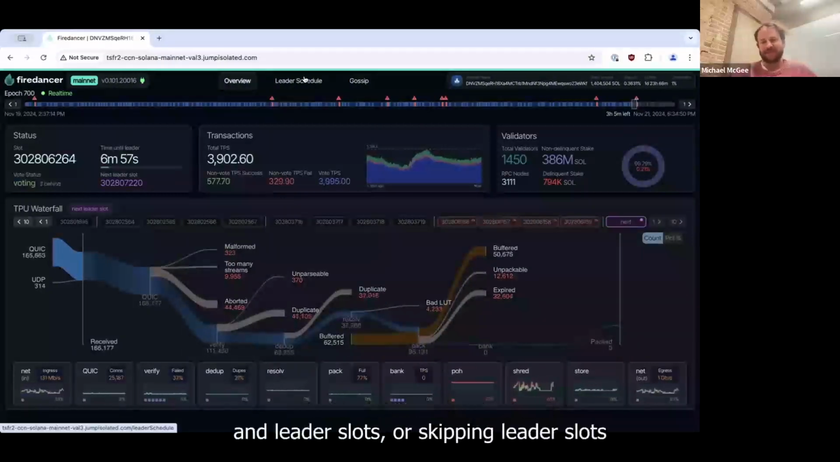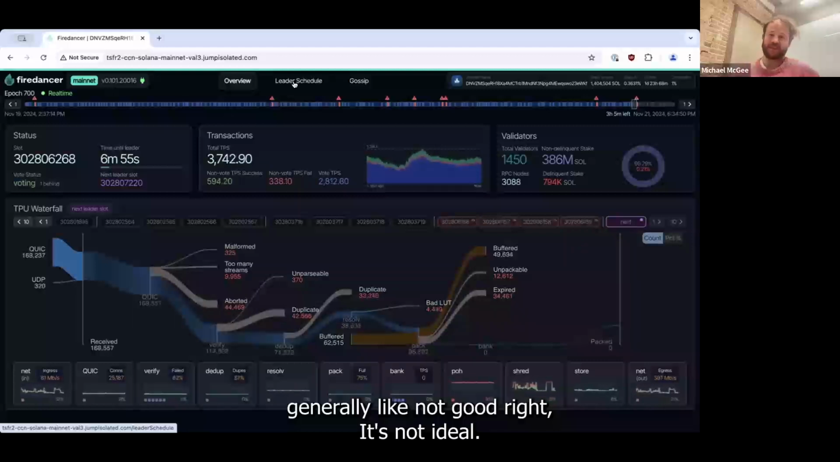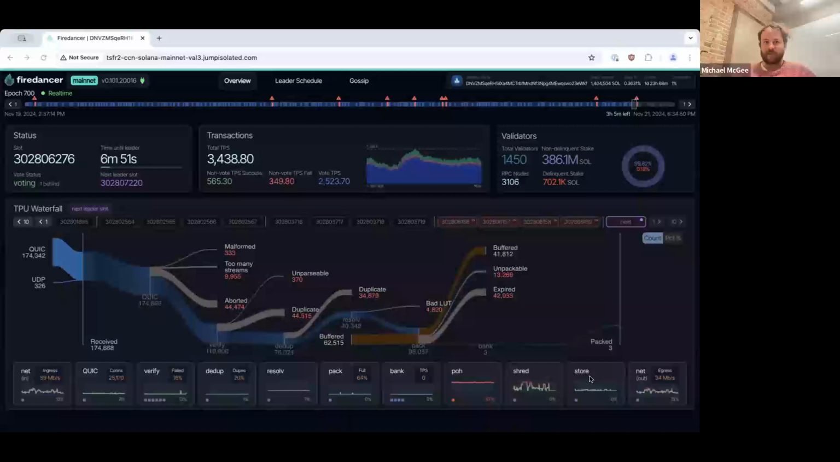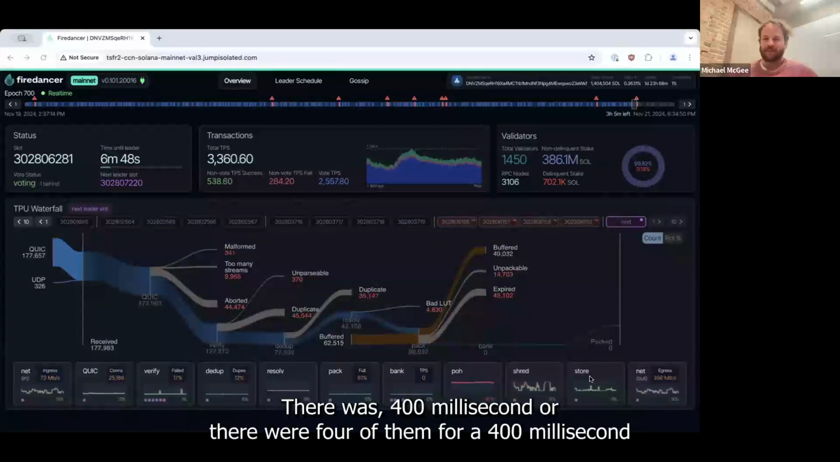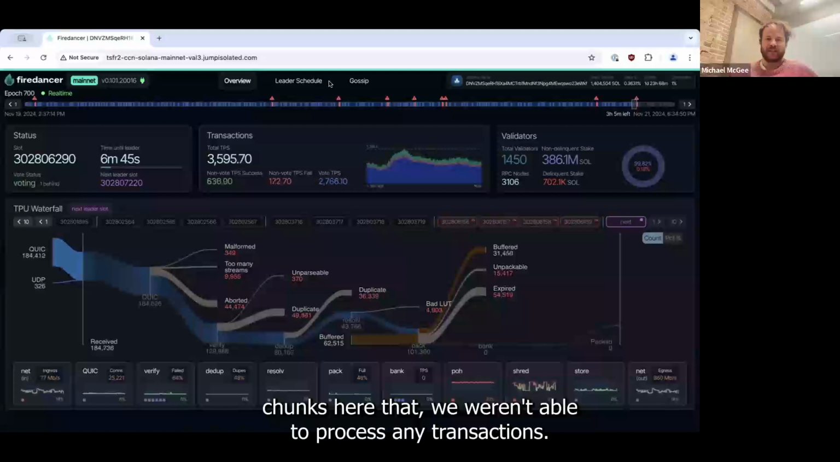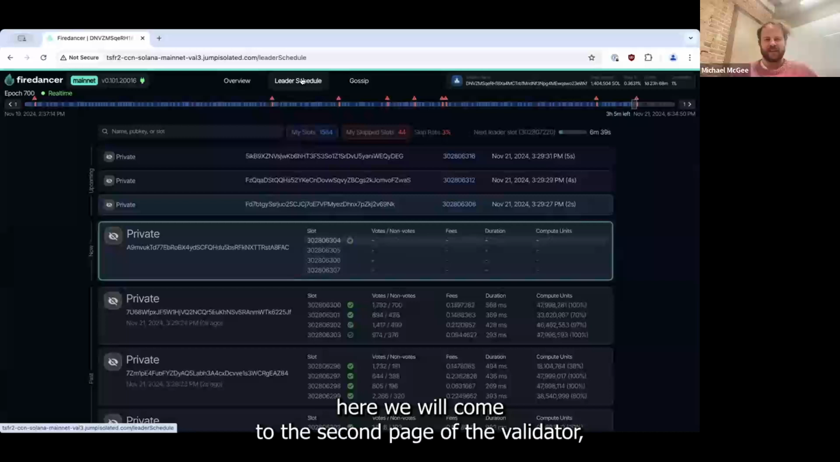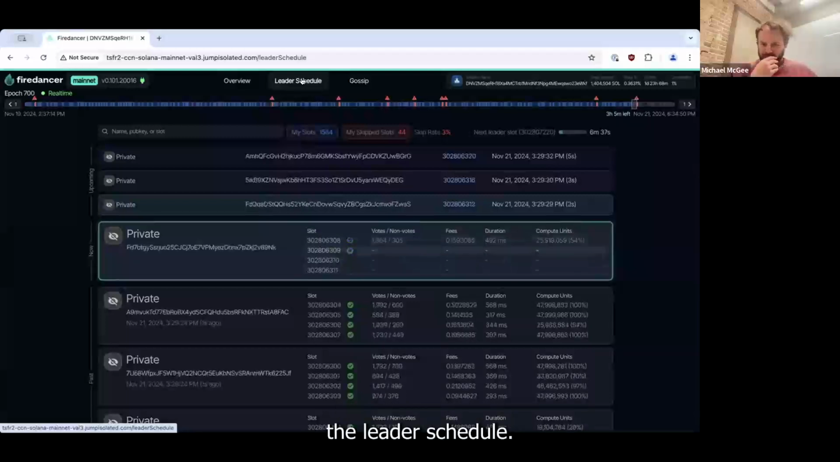And skipping leader slots is generally not good, right? It's not ideal. It's time that the network wasted a little bit, right? There were 4 of them, 400 millisecond chunks here that we weren't able to process any transaction. And so here we'll come to the second page of the validator, the leader schedule.